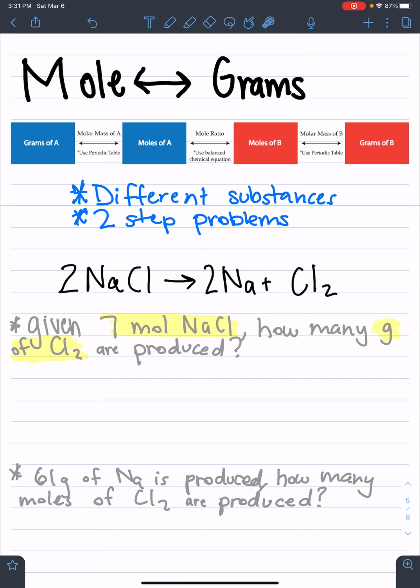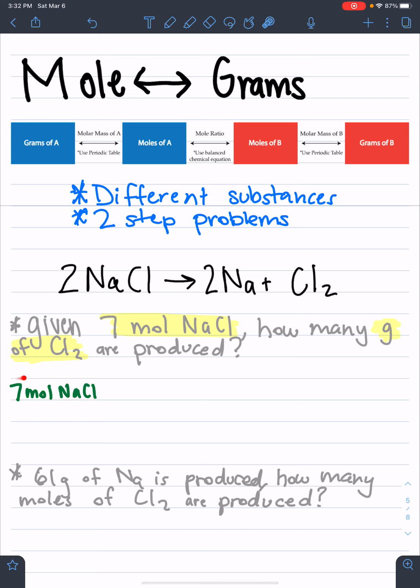To start off my problem, I'm always going to start with the number it gives me. So we're going to start with 7 moles of NaCl. Now I know I want to get to grams of Cl2. But there's no one good way to go from moles of one substance to grams of a different substance. You'll notice up here, there's no way to get from grams of A to moles of B in just one step, or grams of B to moles of A in just one step. It's going to be a two-step process.